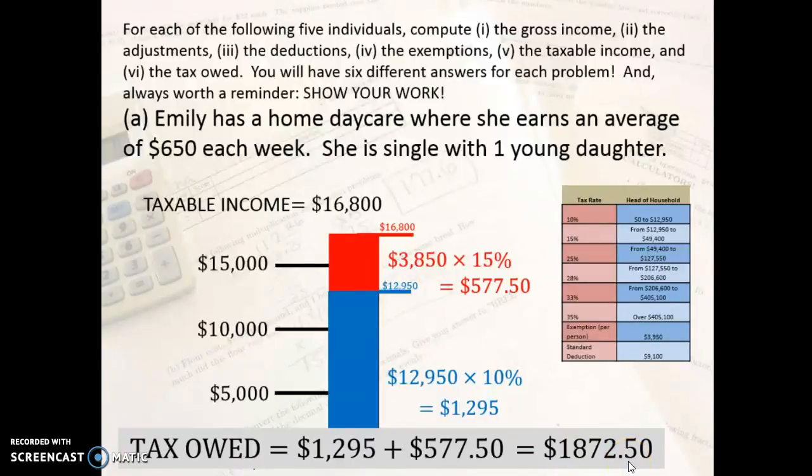I completely understand if that's going to be tough to soak in on the first grasp. Give it a shot. There's going to be a second video coming because there's obviously the homework has a lot more complex problems. But check this one out. See how I'm breaking down Emily's taxable income into two tax brackets and doing percentages for each.